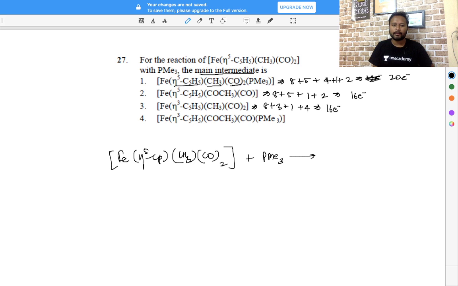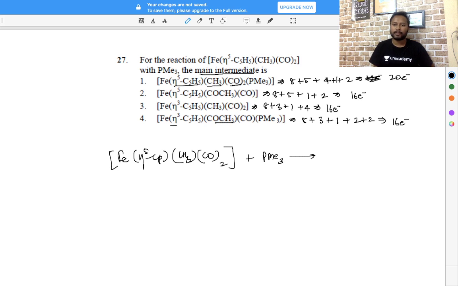Good. And the last one, in the last one you have iron, it will give you 8 electrons, eta 3 will give you 3, then COCH3 will give you 1 electron, CO will give you 2, and PMe3 will give you 2 electrons. So overall it will be 8 plus 3 is 11, plus 1 is 12, 12 plus 4 is 16 electron species. Now which one will be the intermediate? Okay, that's what you have to do. Yeah. Okay, Robin, thank you for that.